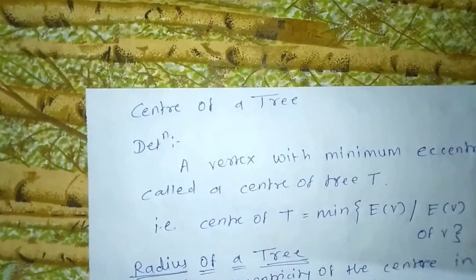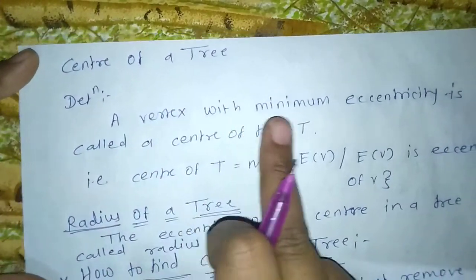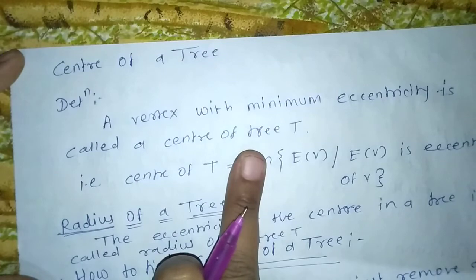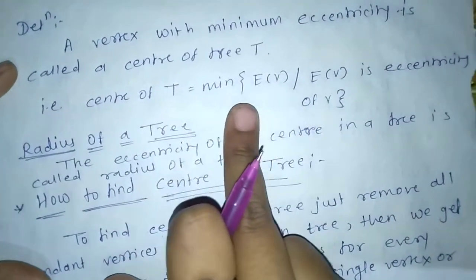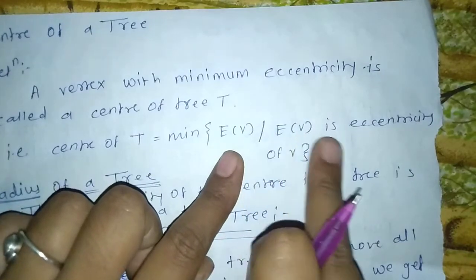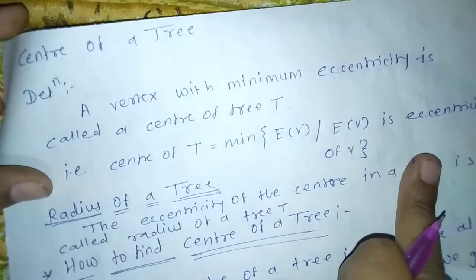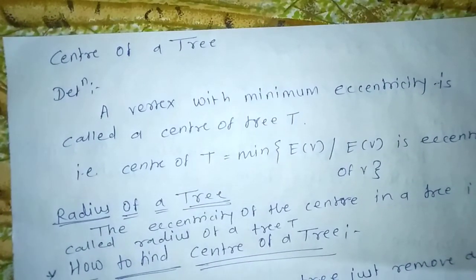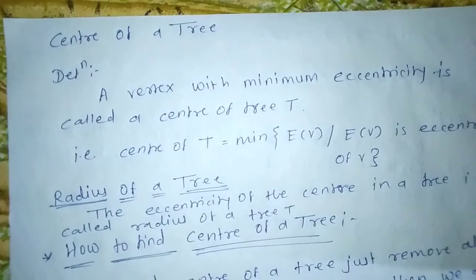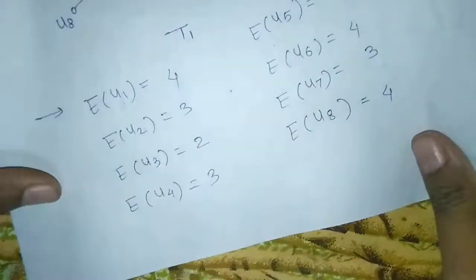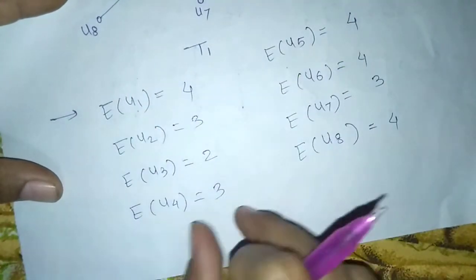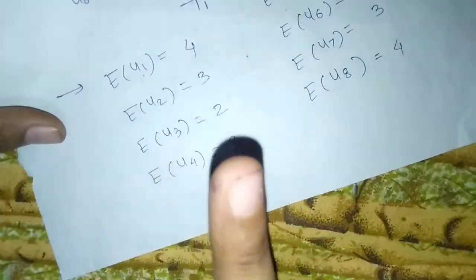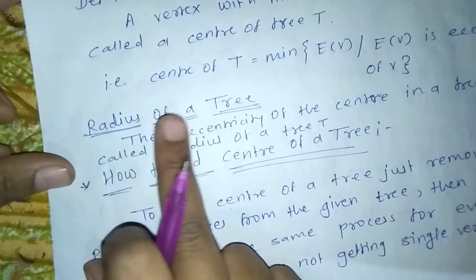Next, definition, center of a tree. Definition: a vertex with minimum eccentricity is called a center of the tree. That is, center of T is equal to the vertex with minimum of E of V, where E of V is the eccentricity of V. मीन्स जी इसेंट्रिसिटी तुम्ही कॅल्क्युलेट करता ट्रीची त्याच्यामधली जी मिनिमम इसेंट्रिसिटी असती त्याच्या करस्पॉन्डिंगचा व्हर्टेक्स काय असेल तुमचा सेंटर. आता तुम्ही इथे इसेंट्रिसिटी कॅल्क्युलेट केली, याच्यामधली मिनिमम इसेंट्रिसिटी कोणती आहे? 2 वाली आहे. सो ह्या ग्राफचा सेंटर काय झाला तुमचा? U3.